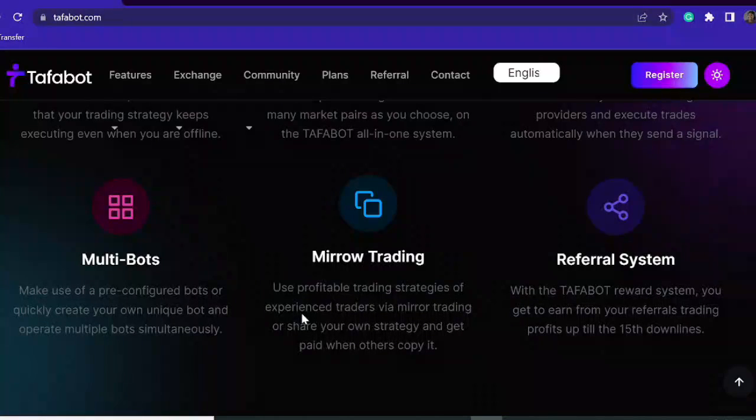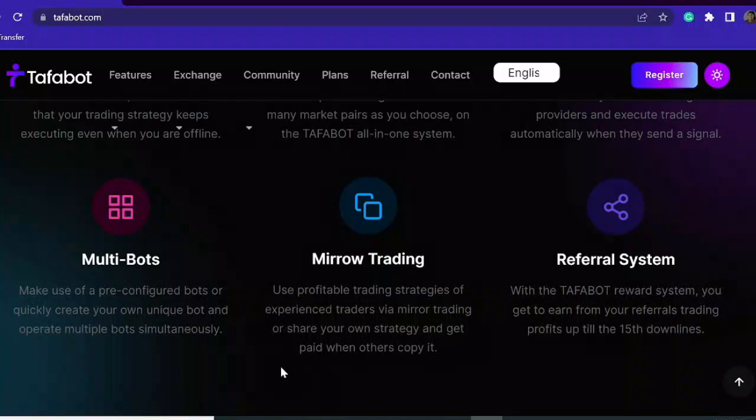Then you have the mirror trading. Use profitable trading strategies of experienced traders via mirror trading, or share your own strategy and get paid when others copy it. That sounds very good. So if you don't know how to trade, all you need to do is just copy.